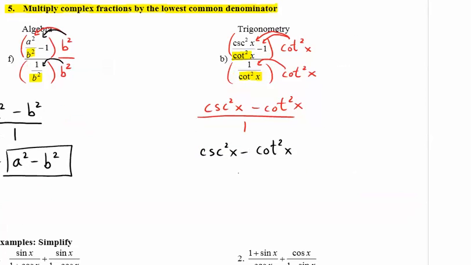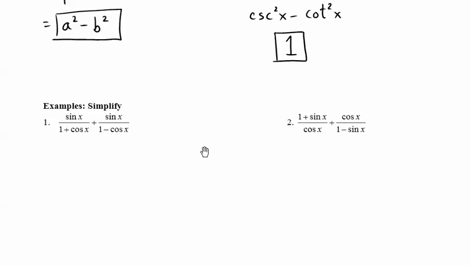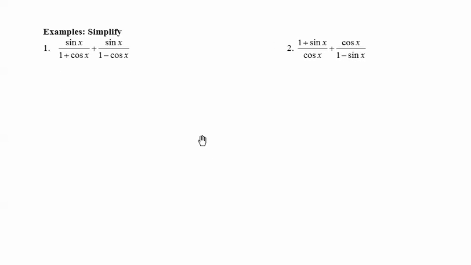So cosecant squared minus cotangent squared, just the number 1. Okay, so we'll apply these techniques to some situations. So we want to simplify two complex fractions. Anytime that you have two fractions, make it into one fraction using a common denominator. So we have two different denominators here.